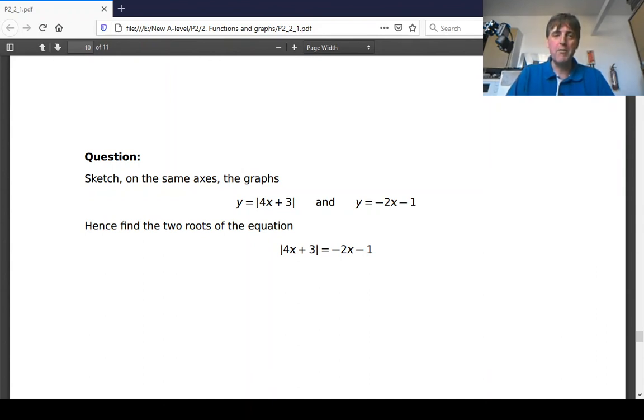Here's a question for you to have a go at. So sketch the two graphs on the same axes there, and then find the two roots of the equation that's given there. Okay, over to you.